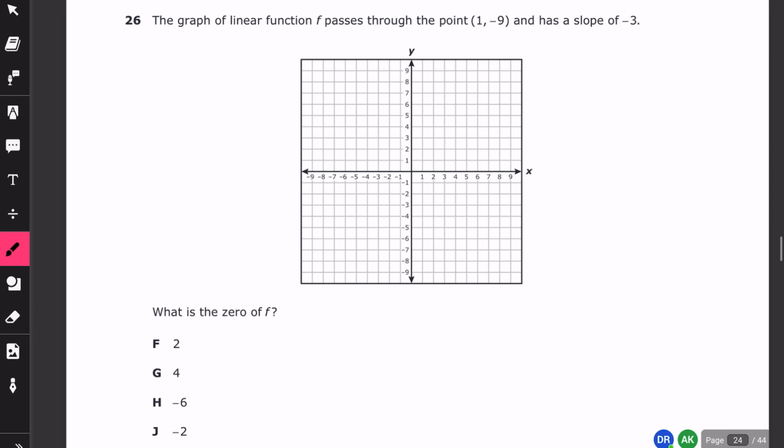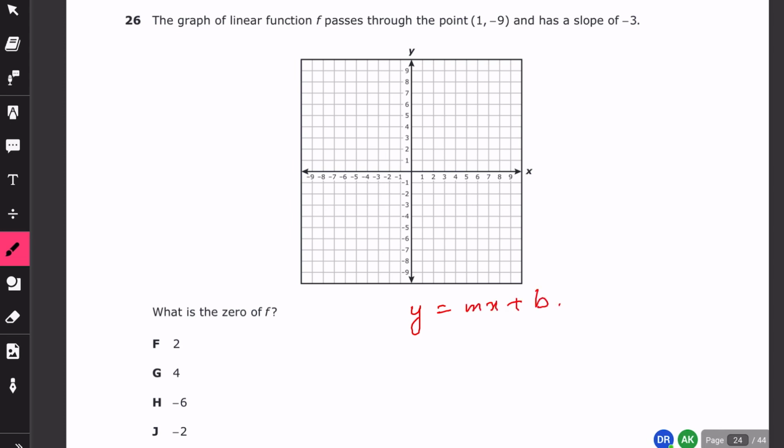The graph of the linear function f passes through the point (1, -9) and has a slope of -3. What is the zero of f? So now here we have to first find out, it has a slope of -3 in the function. So here you have y is equal to mx plus b.